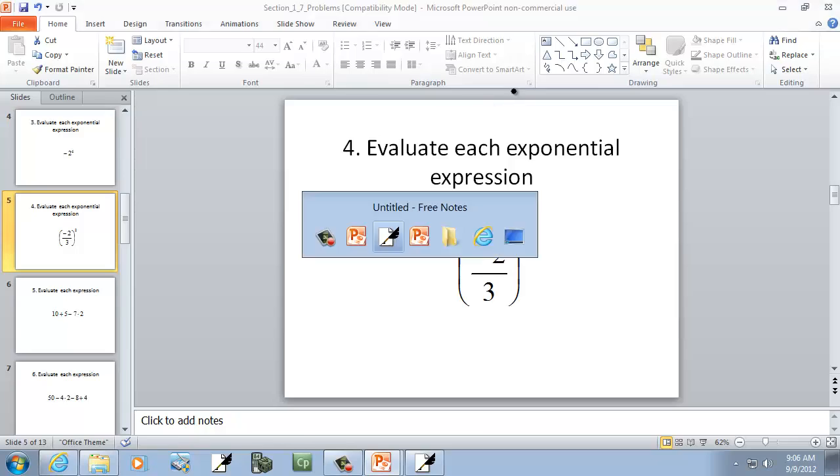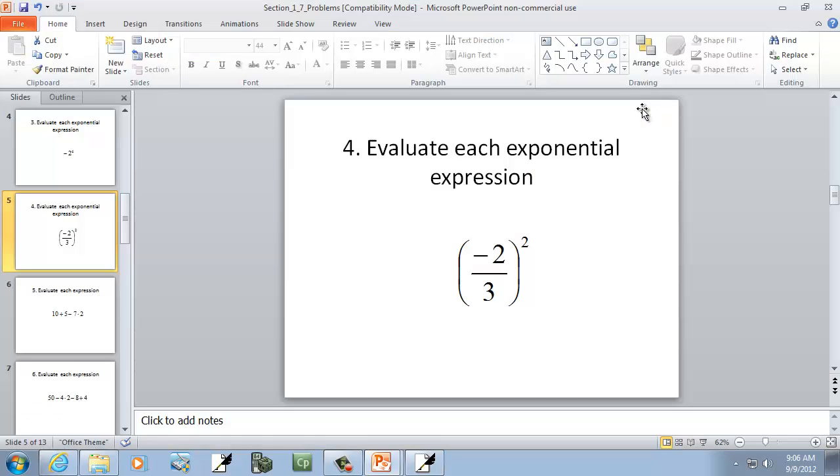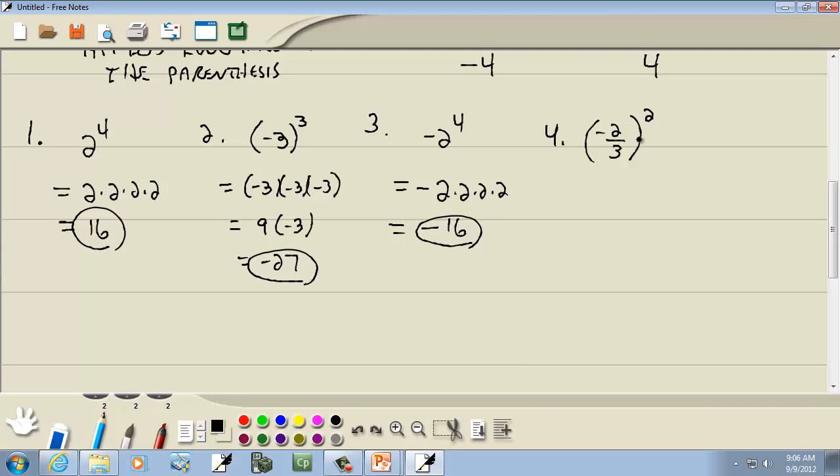And the last one for the exponents, we've got negative 2/3 to the second power. Now what's to its immediate left here is parentheses, so it's going to affect everything inside the parentheses. So this is going to become negative 2/3 times negative 2/3. Multiply the top parts together. Negative 2 times negative 2 is a positive 4, and the bottom parts, 3 times 3 gives you 9. So our answer will be 4/9.